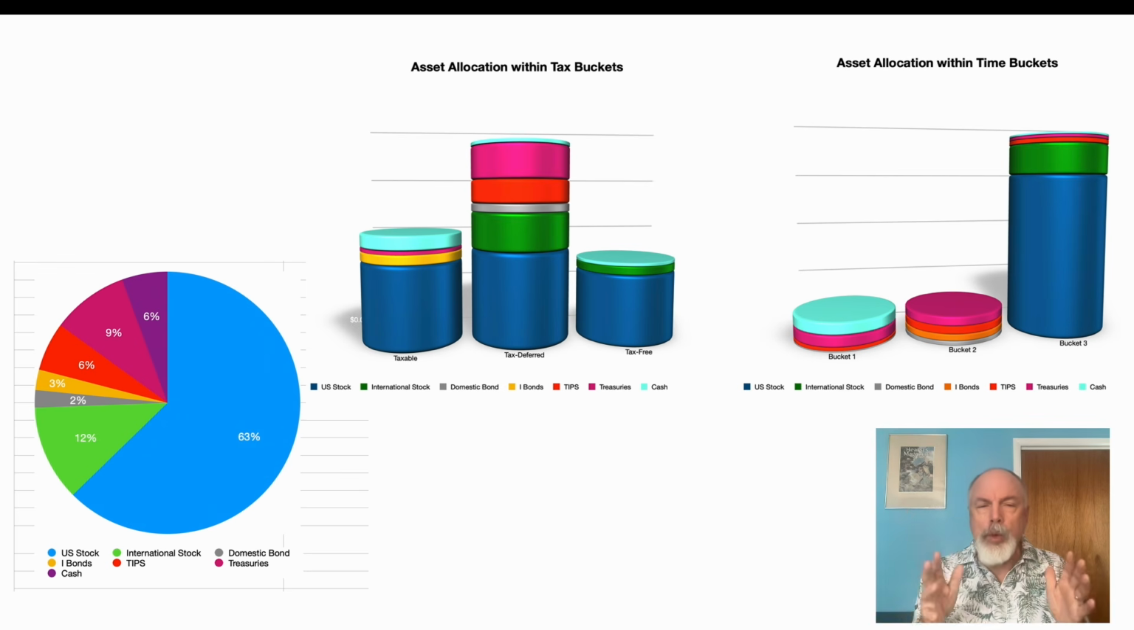That's why I download balances from Quicken into my own portfolio by buckets spreadsheet, which I've talked about before. And that gives me the overall asset allocation as well as the asset location in my 3 time buckets and my 3 tax buckets. This is the best snapshot of where my overall asset allocation is in the bucket strategy that I'm using. And I can't get this level of detail on either Boldin or Quicken.